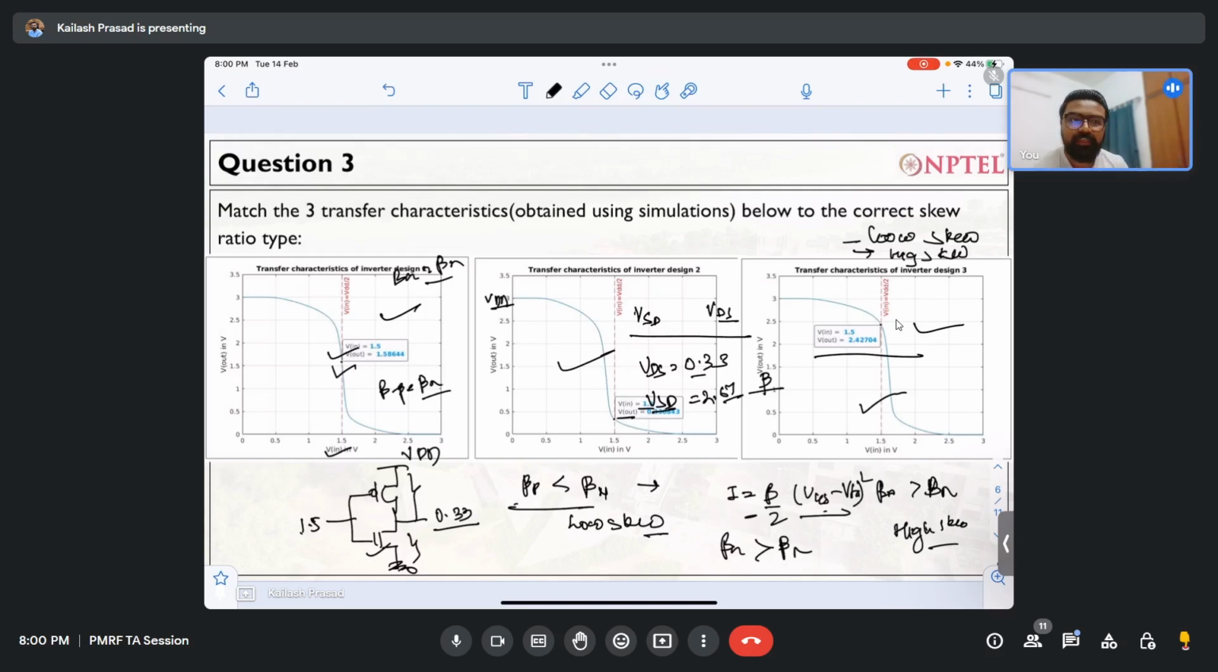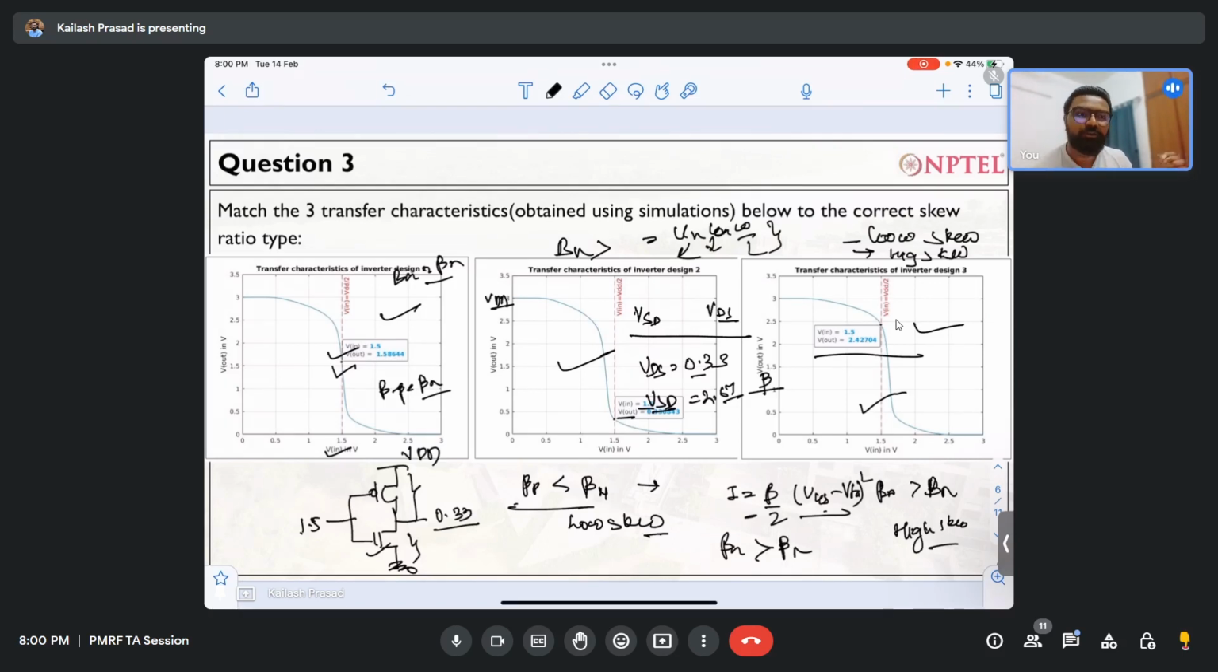So here what I'm saying is, if I have a low skew transistor, beta n is greater, right? How do you make beta n greater? I have a lot of things: mu n Cox W by L. Mu n cannot be varied because that's a technology parameter. Cox also cannot be varied. The only thing we can vary as a digital designer is W and L.